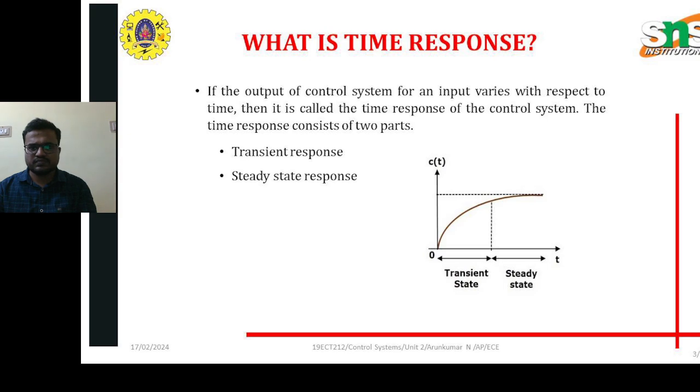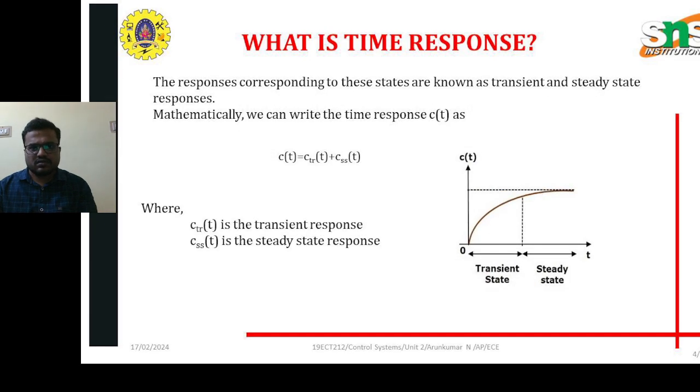Transient response means the signals which are used to carry the input signal up to the final values, and steady state means it has to be reached based on the different conditions of a steady state. Normally the steady state response is analyzed in the form of waveforms. It can be represented as transient and steady state response. It is calculated by c(t) equal to c_tr(t) plus c_ss(t).